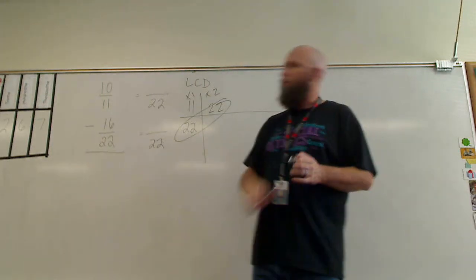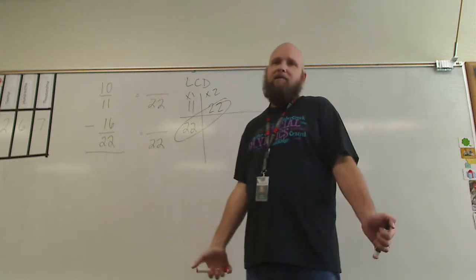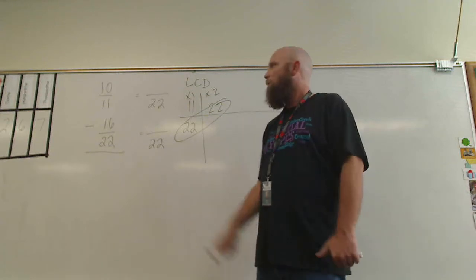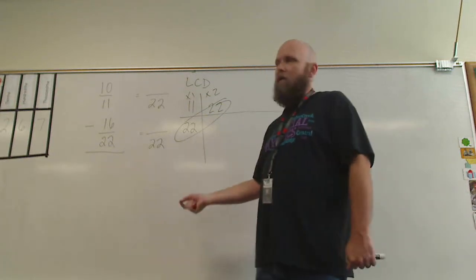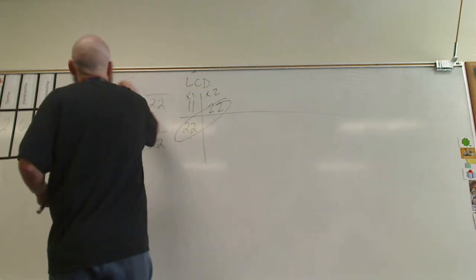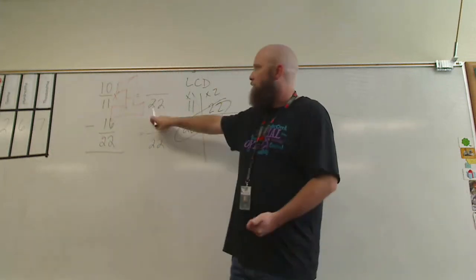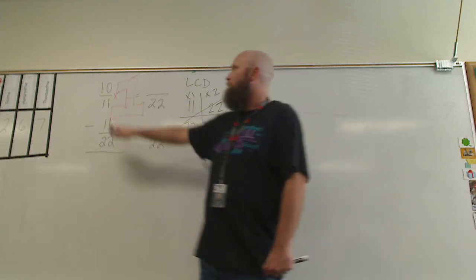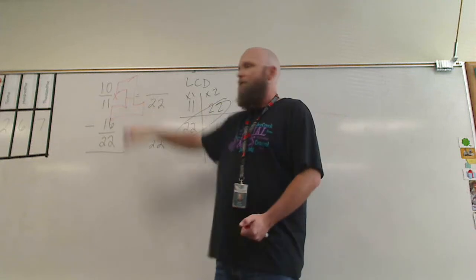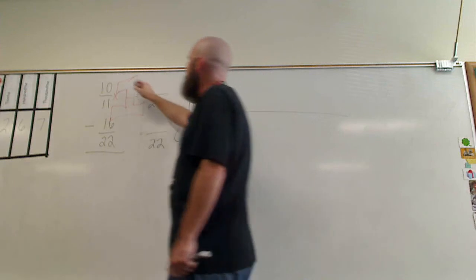Okay, what I saw some people doing is just moving the 10 over. 10 out of 11 is not the same as 10 out of 22. So you cannot just move the numerator over. What you need to do is multiply by a fraction that equals 1. But that fraction has to give us a denominator of 22. So we have to figure out 11 times what gives us 22.